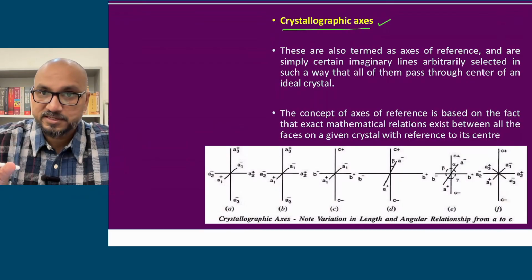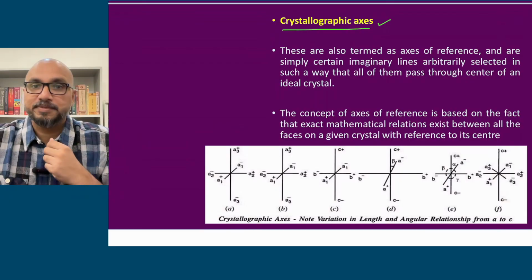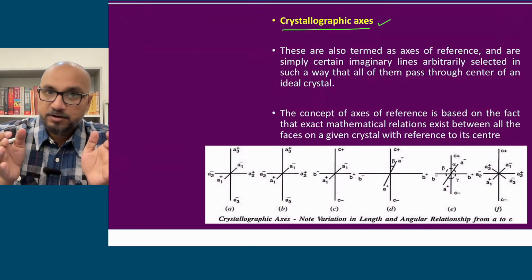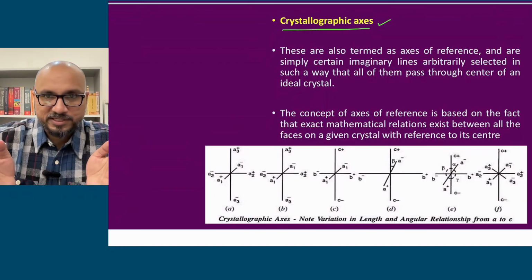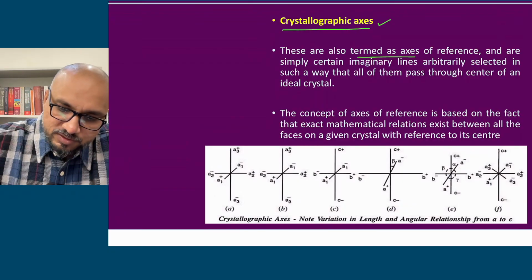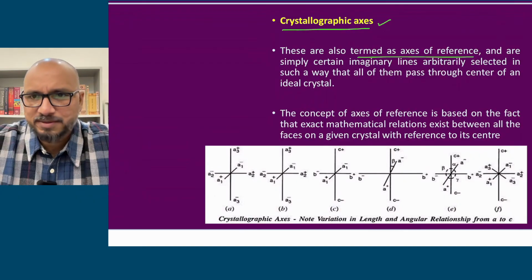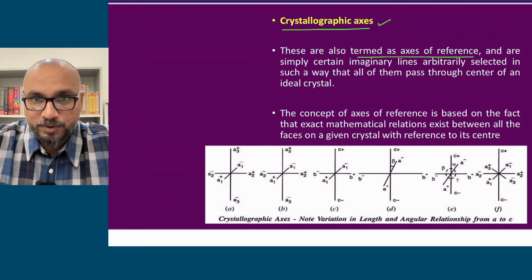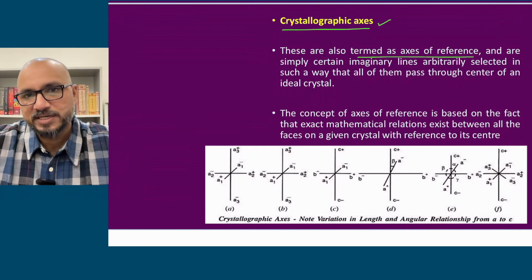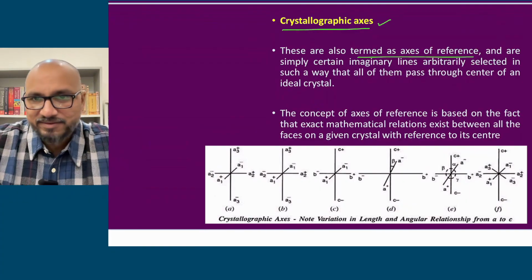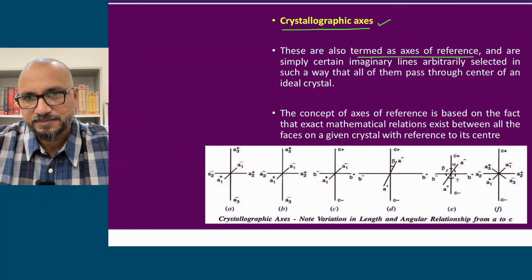Different crystal systems have a definite relationship. For example, if you go to the isometric system, all the three axes are of equal length and they are perpendicular to each other. We have seen that in the first video, right? So these are termed as axis of reference. These are imaginary lines which pass through the center of the crystal. They are very important because they help in defining the unit cell, they help in classifying the crystal systems because they have a definite relationship, and they also help in labeling the faces of your crystals, right?